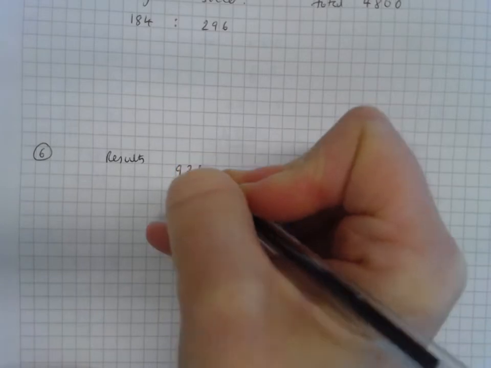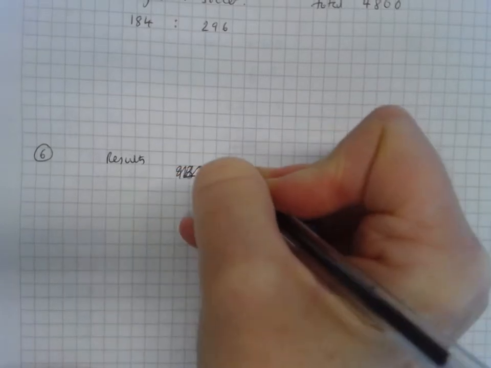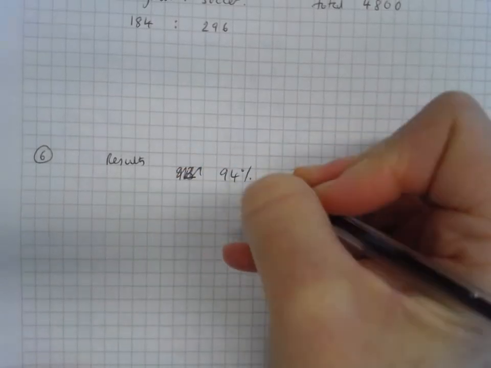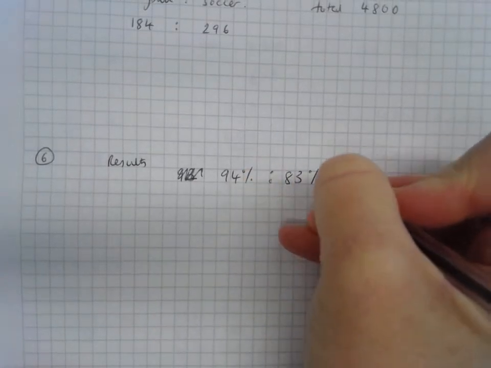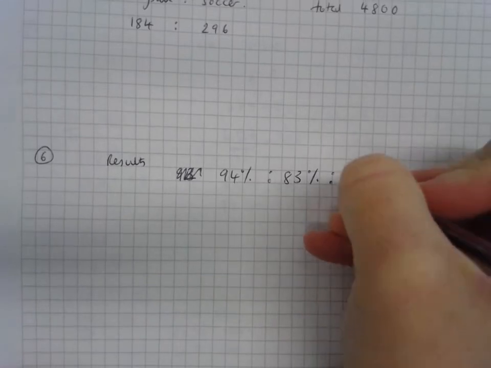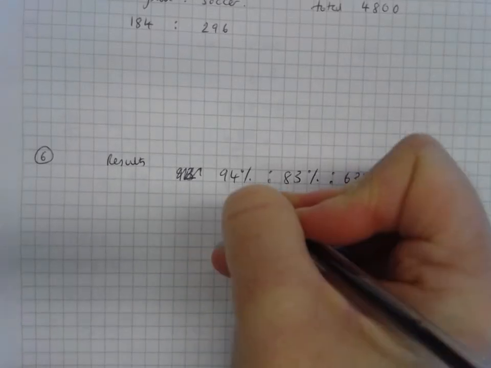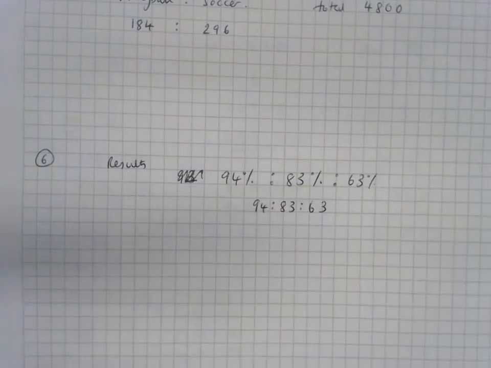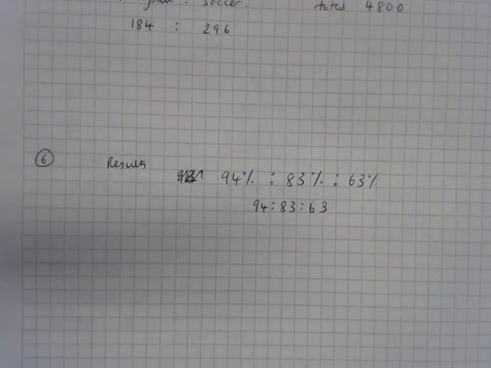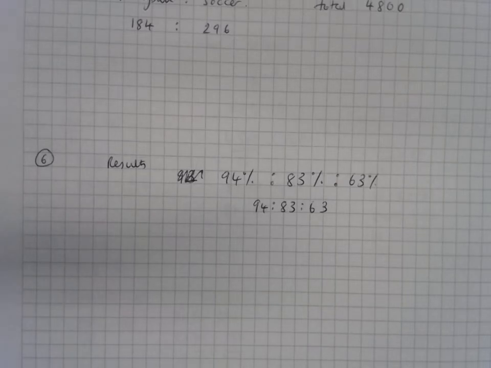94%, 83%. So our ratio is 94 to 83 to 63. Okay, so that's our ratio. Now what are we doing? We're dividing €24. So again, the total amount is €24.